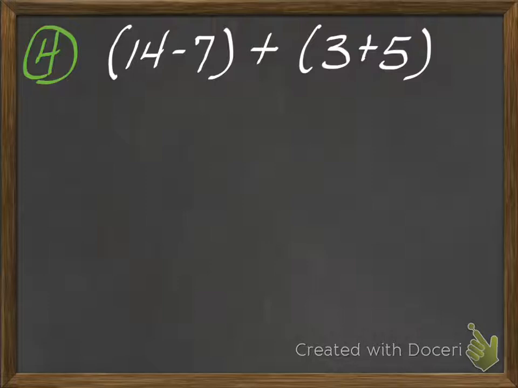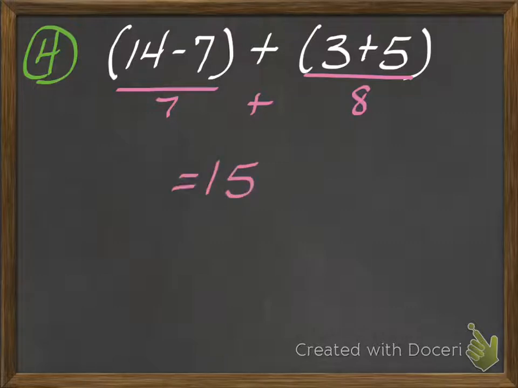Okay, so if you are following the rules, you know that you have to do whatever is in parentheses first. So we have 2 parentheses. We're going to just do the first one first. 14 minus 7 is 7. 3 plus 5 is 8. That's our second parenthesis. We're going to do that. And then we'll do whatever's in the middle. 7 plus 8. And that equals 15. Okay, so 15 is our answer.